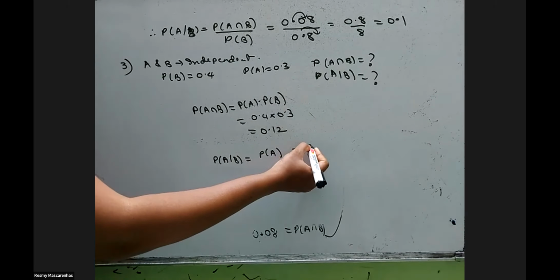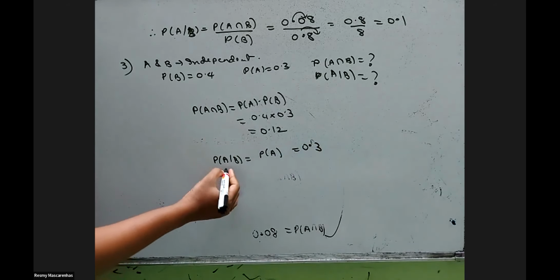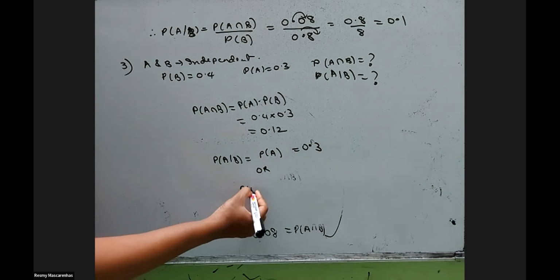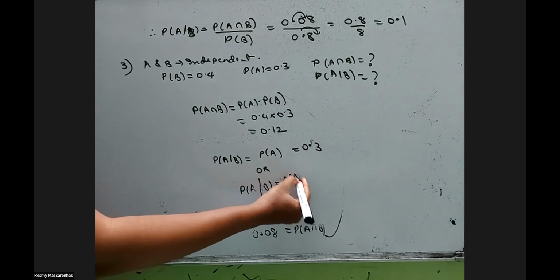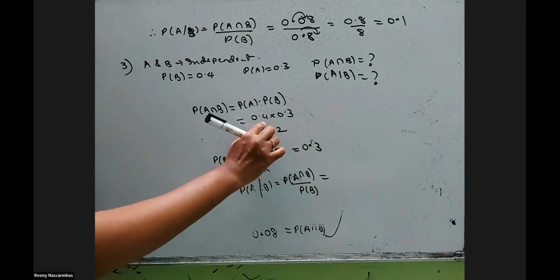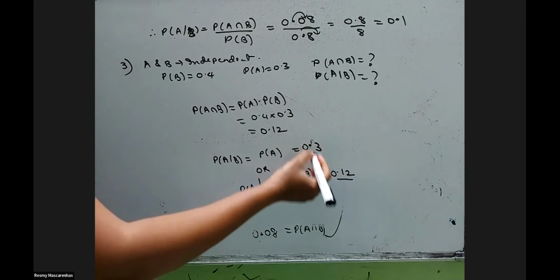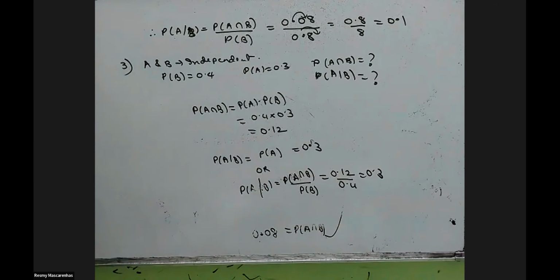You can use that formula also to check. Or directly, if you use this way, what will you get? P of A upon B is P of A intersection B upon P of B, same answer. What is P of A intersection B? 0.12. What is P of B? 0.4. Both ways you will get the same answer. For independent events, it does not depend on the denominator.